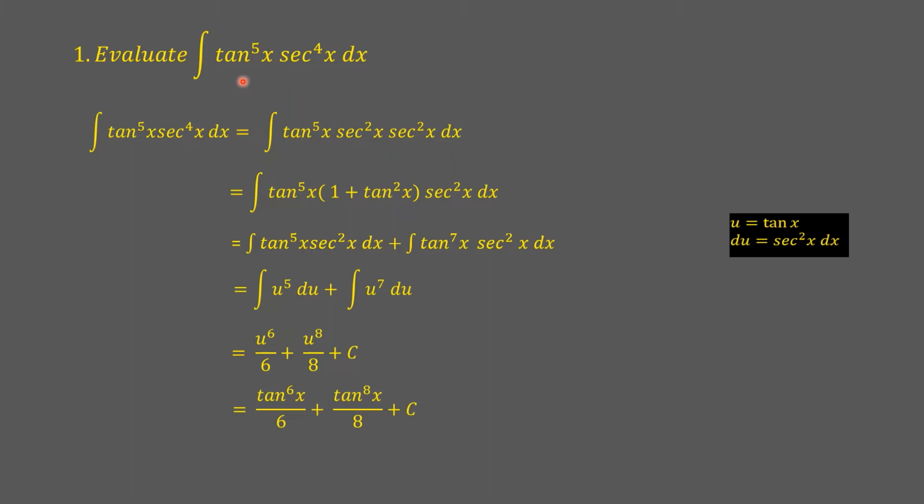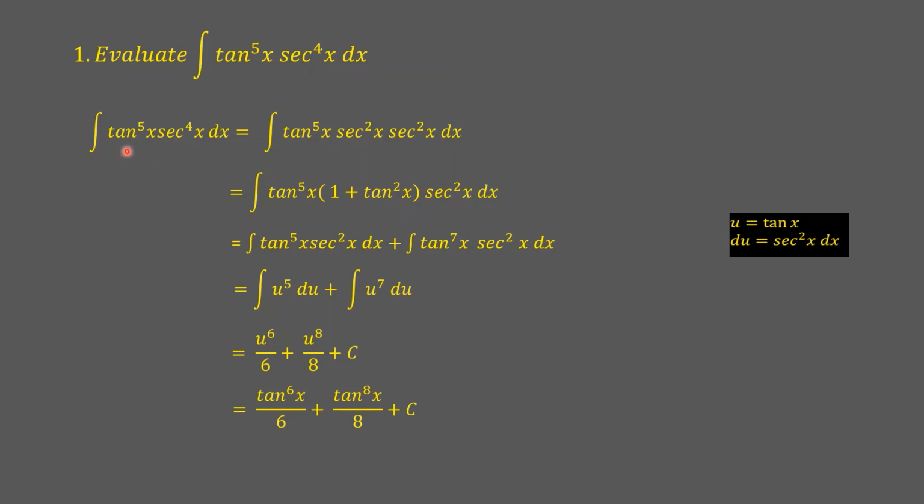So consider this case of evaluating the integral of tangent to the fifth x, secant to the fourth x dx. Here we have product of powers of the tangent function and the secant function. So how is the transformation carried out? In this case where the exponent of the secant function is a positive even integer, regardless of what the exponent of the tangent function is, the transformation is carried out such that the resulting integrals will be evaluated as powers of the tangent function. So how do we do it?